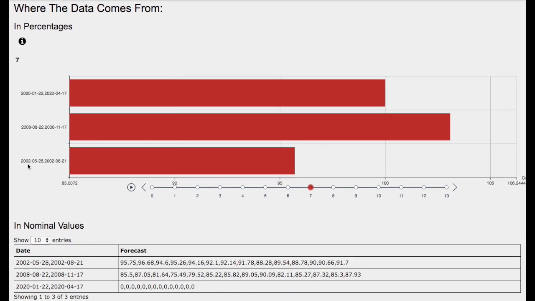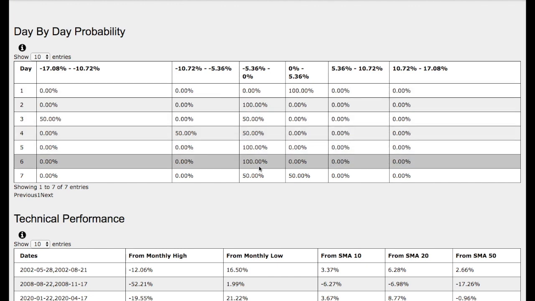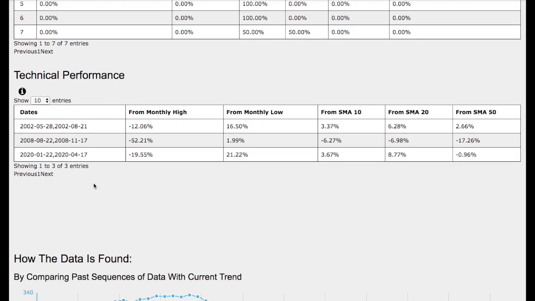The model that we just examined, May 28, 2002 to August 21st, 2002, the S&P 500 was down roughly around 4.3%. So if we head back to the day-by-day probability model, that coincides with this standard deviation of 50% between 0 and negative 5.3%. So let's examine the technical performance of each model.